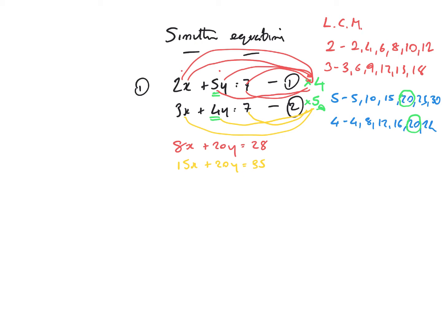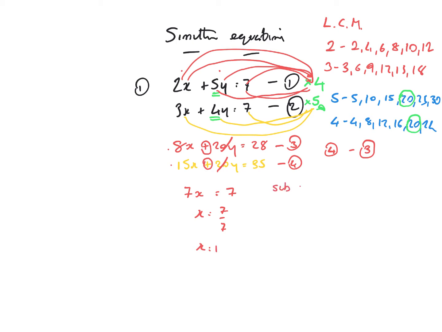Okay, and then I'm getting rid of y's here, 20y and 20y. We can see that the signs are the same, which tells me to subtract. So it's equation 3 and equation 4. So let's do equation 4, take away equation 3. Okay, so 15x take away 8x is 7x. The y's cancel out. 35 take away 28 is 7. And then x equals 7 over 7, and x is equal to 1.